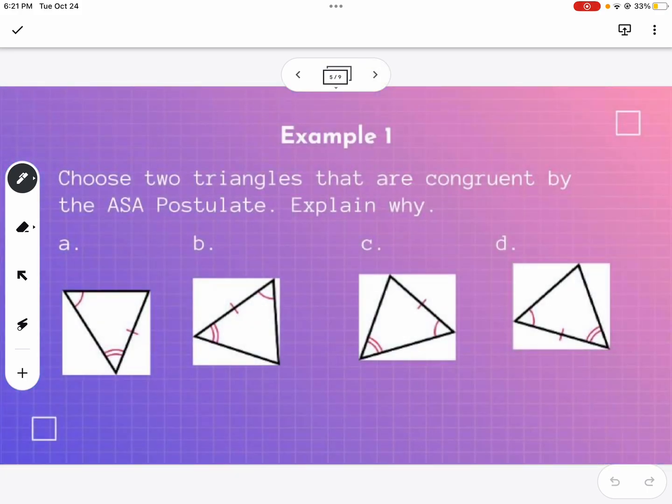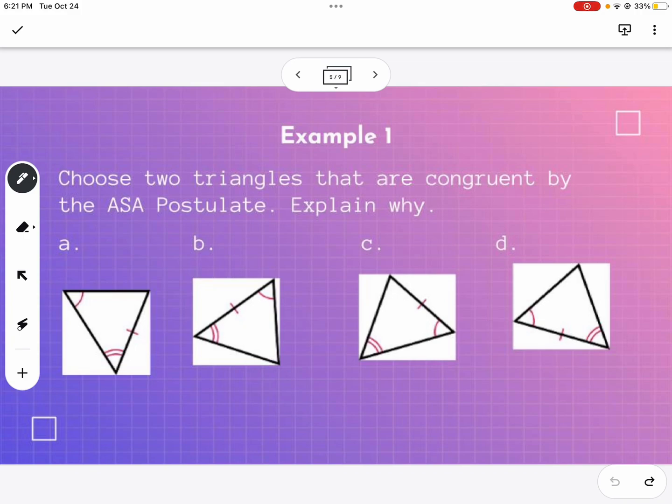So, looking at these 4 triangles, which 2 could we say are congruent by our angle side angle postulate? So we are looking for triangles that have 2 pairs of congruent angles. Well, all of these have 2 pairs of congruent angles, right? Like that angle is congruent to that one, which is congruent to that one, is congruent to that one. But to use angle side angle, we need to make sure that our congruent pair of sides is included.